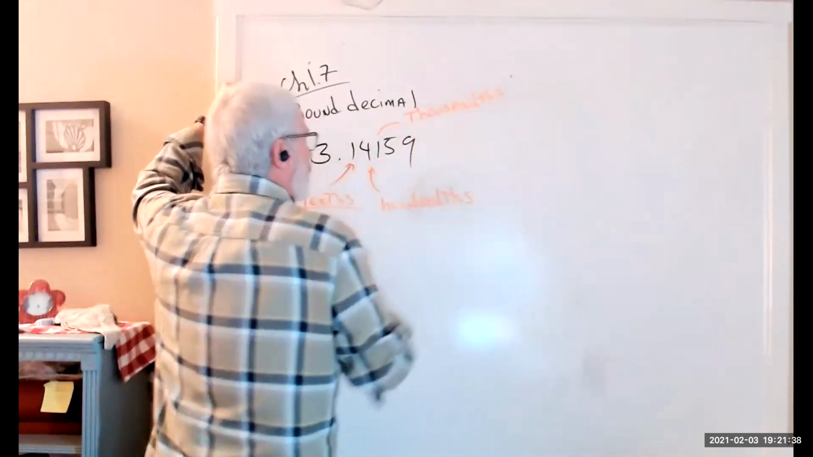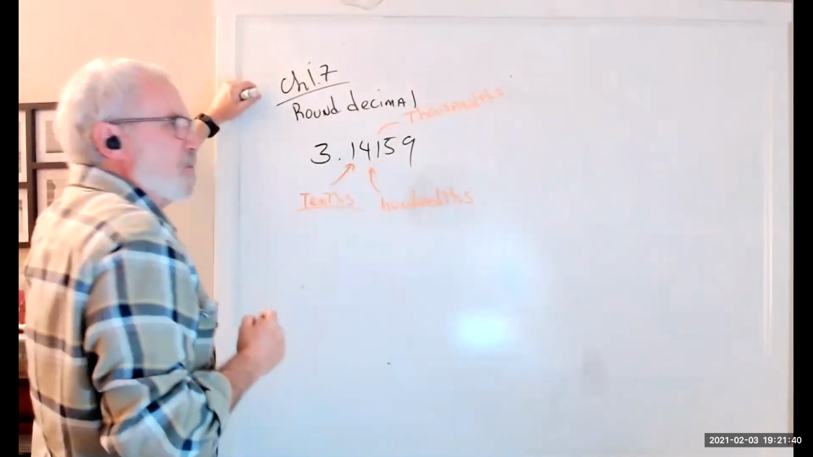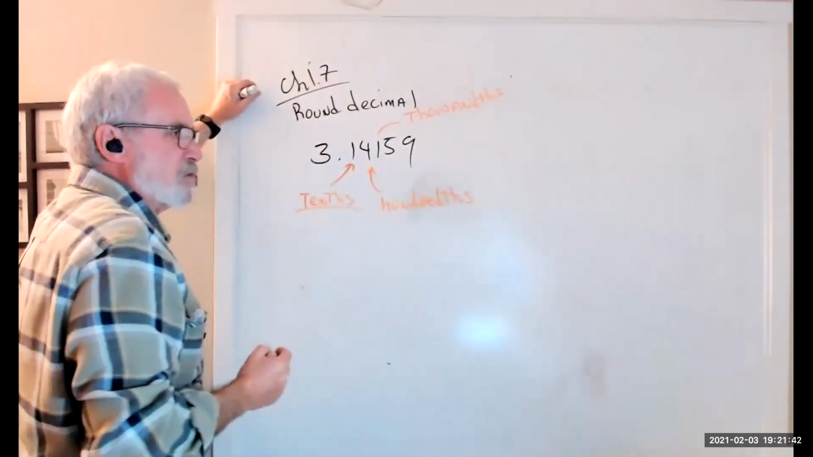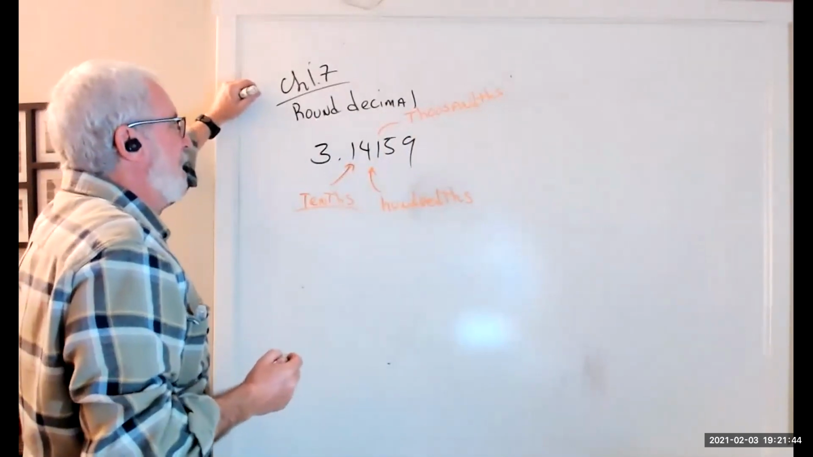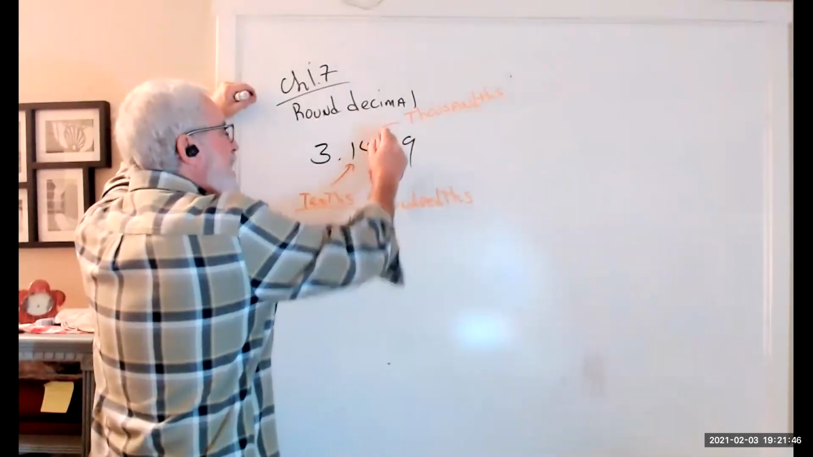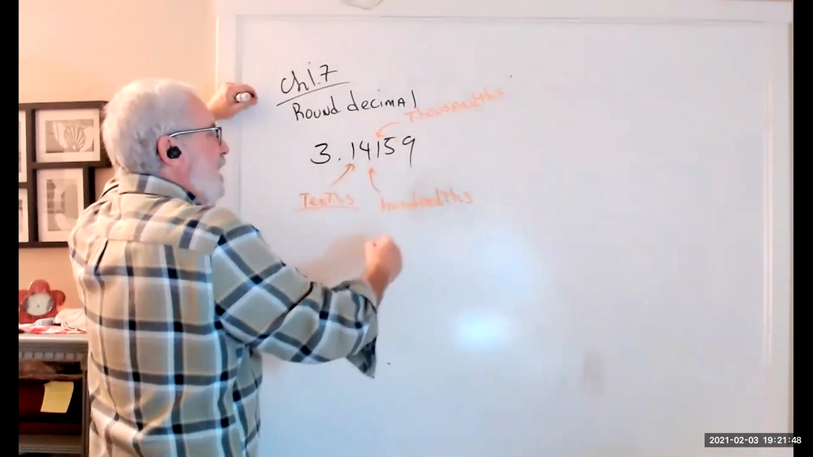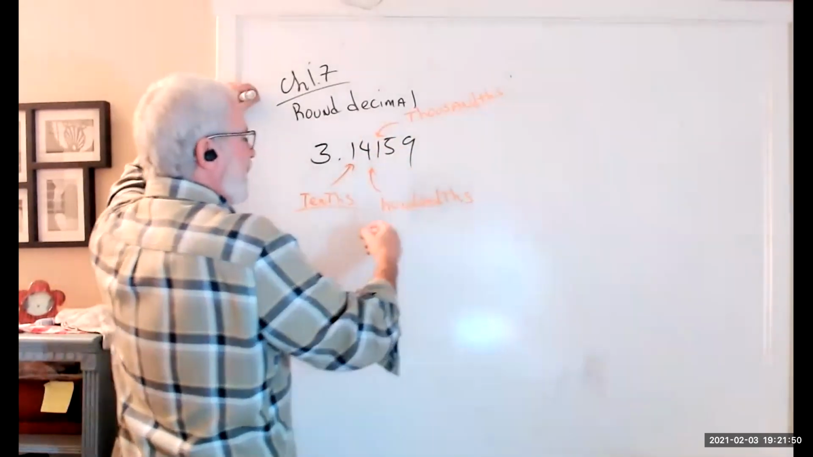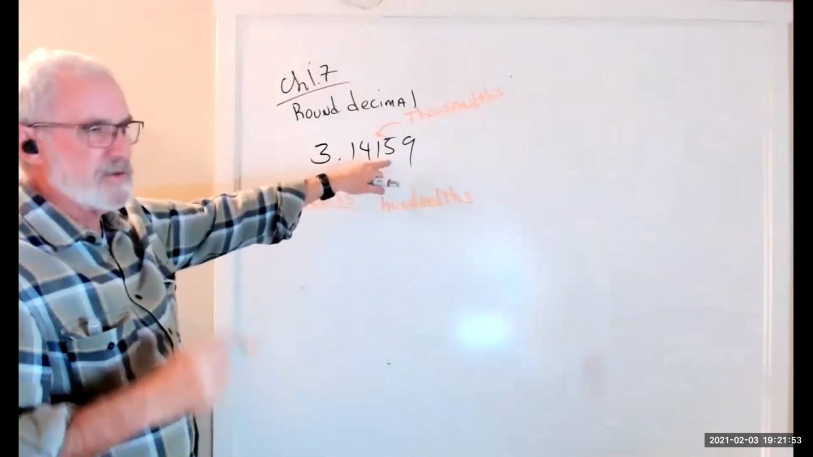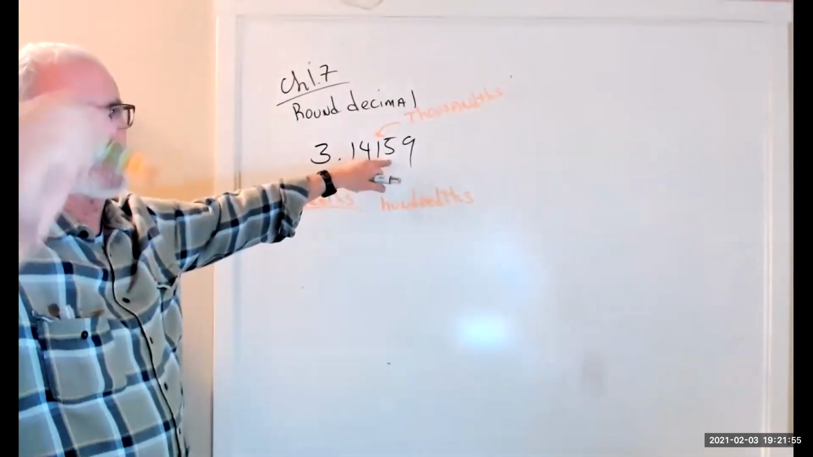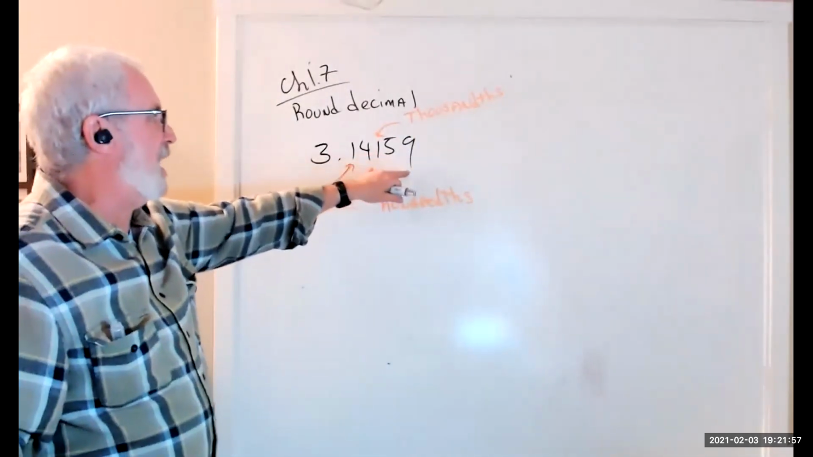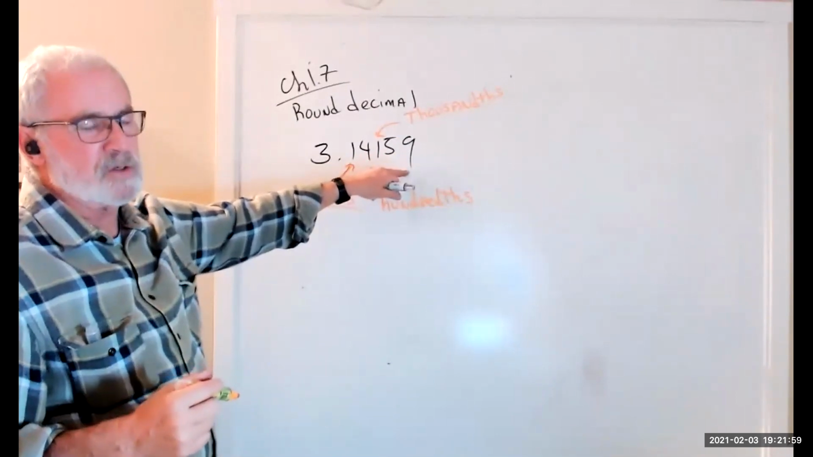And all of these are in the online text. So, if you don't get this and you want to go back and read the text. The next place is the 10 thousandths and the 100 thousandths. I'm not going to write that up here. But the 5 is in the 10 thousandths place. And the 9 is in the 100 thousandths place.